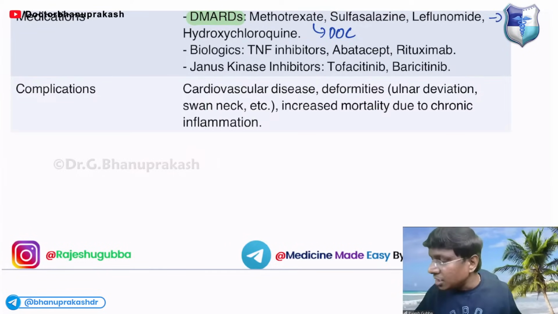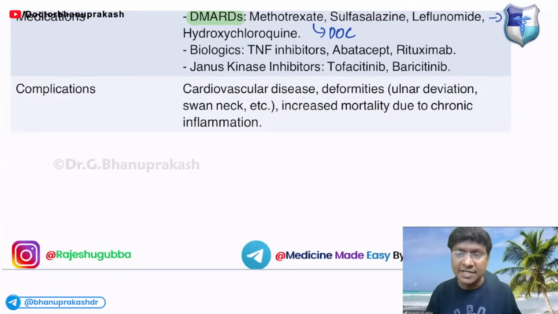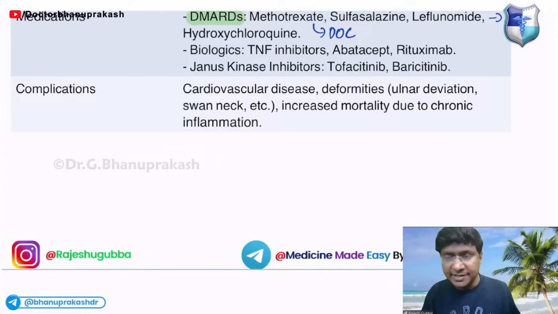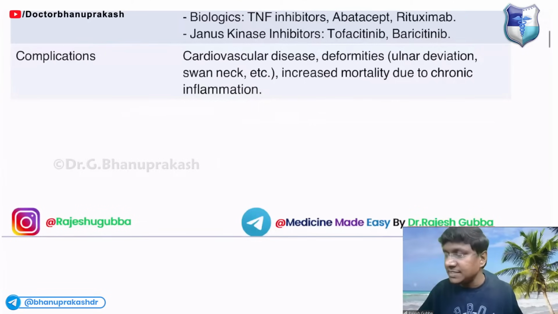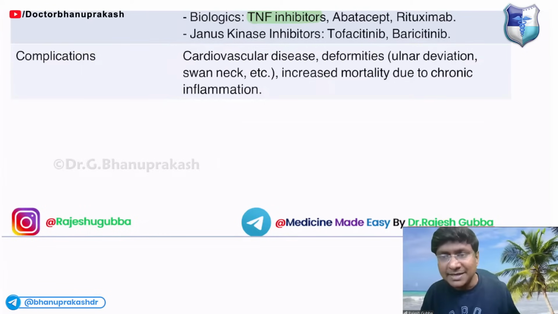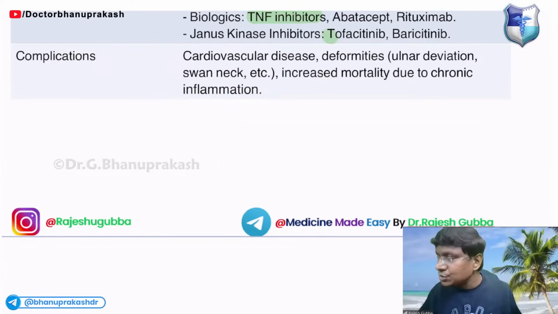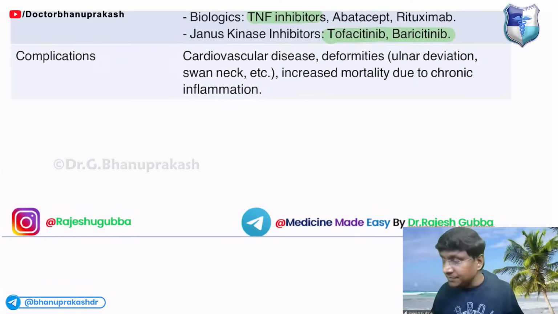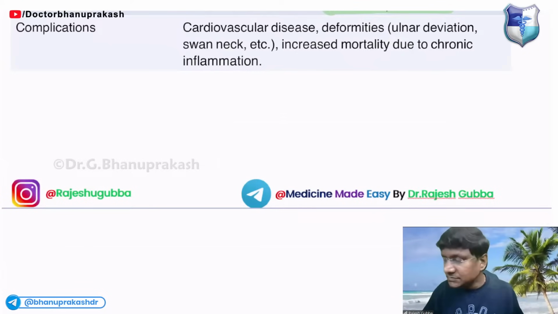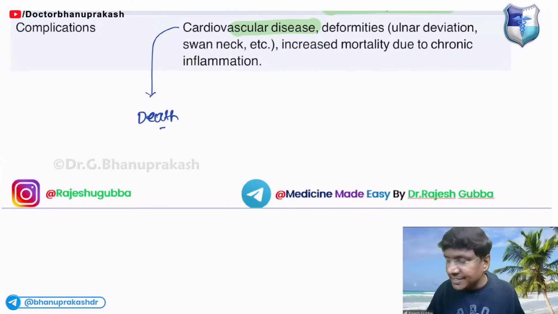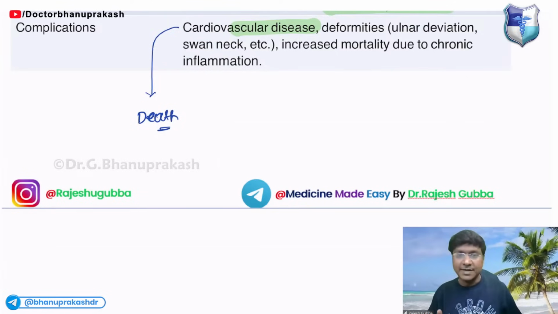And these are non-biological DMARDs: methotrexate, sulfasalazine, leflunomide, and hydroxychloroquine. And what are the biological DMARDs? The biological DMARDs will be the TNF alpha inhibitors, abatacept, rituximab, and Janus kinase inhibitors, that is tofacitinib and then baricitinib. These two are Janus kinase inhibitors, right? And we were discussing the complications, that is cardiovascular disease. If there is death in patients with rheumatoid arthritis, it is mainly because of the cardiovascular abnormality.